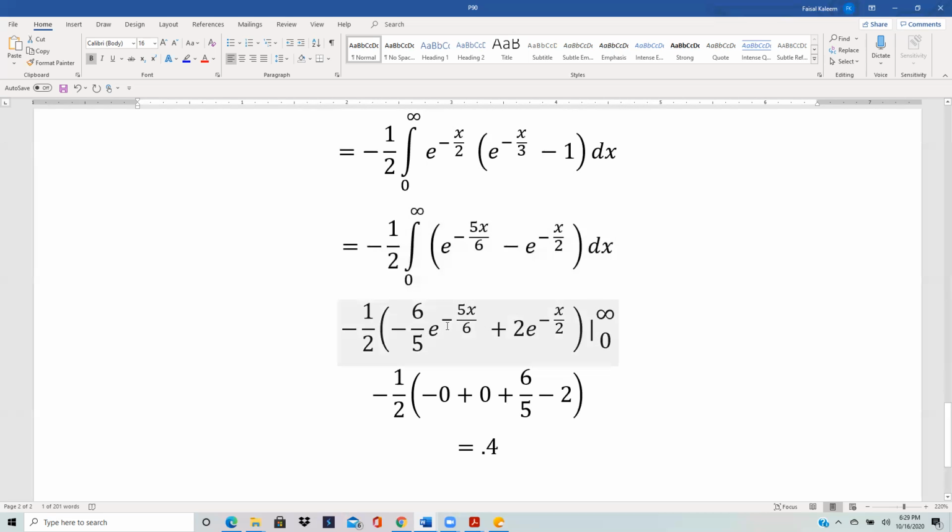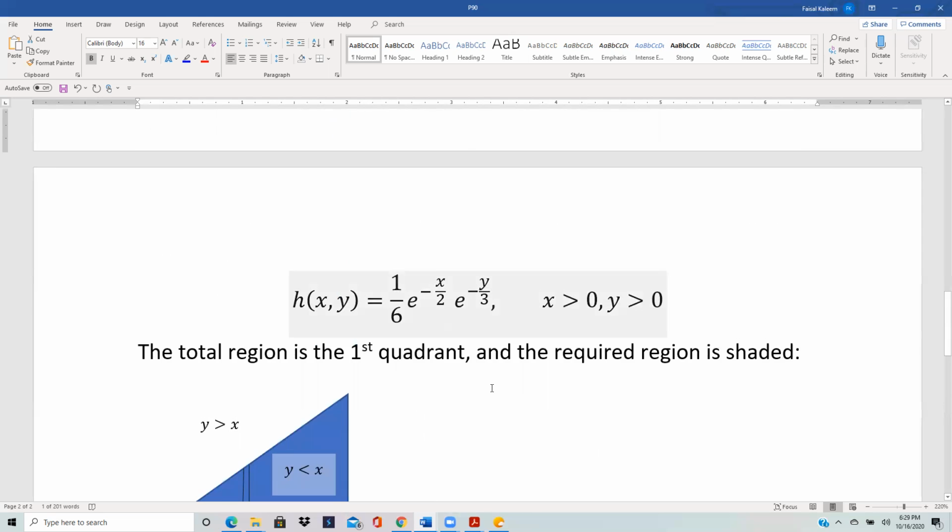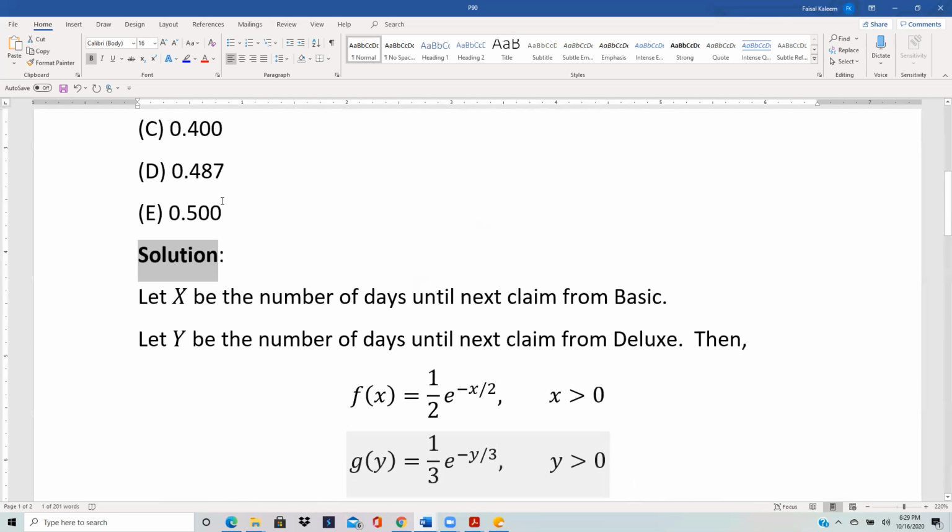And we know that e to the negative infinity is 0. So if I pull the negative half out, this would be 0 plus 0 when I put in the infinity, because both terms are e to the negative infinity. And then minus the lower limit, so it means plus 6/5 e to the 0, which is 1, and then minus 2 e to the 0, which is minus 2, because e to the 0 is 1 in both. And that ends up being 0.4, which is choice C.